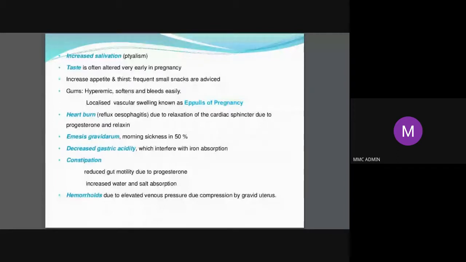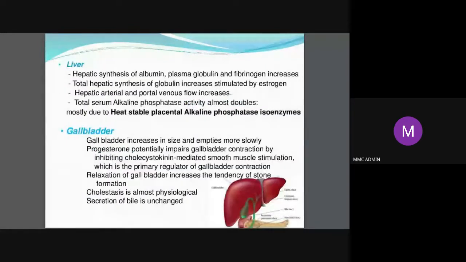Again, another important thing, see the last one, that is hemorrhoids. As you know, in the lower part of the body, everywhere she can have varicosity, she can have hemorrhoids. They are all one and the same. That is because of the venous stasis. All of them come under the same category. That is because of the gravid uterus, which is not letting the venous return to the optimal level. So they may have hemorrhoids, they will have varicosities of the vulva, and the leg varicosities also may become bad.